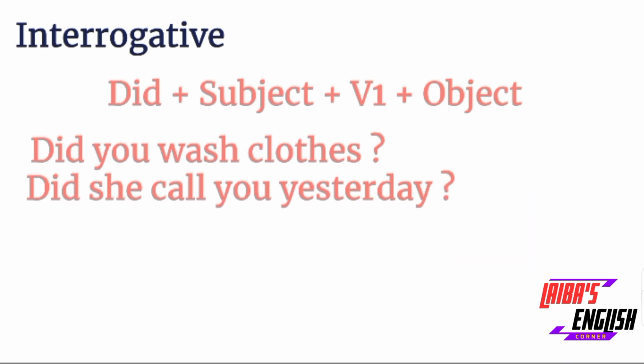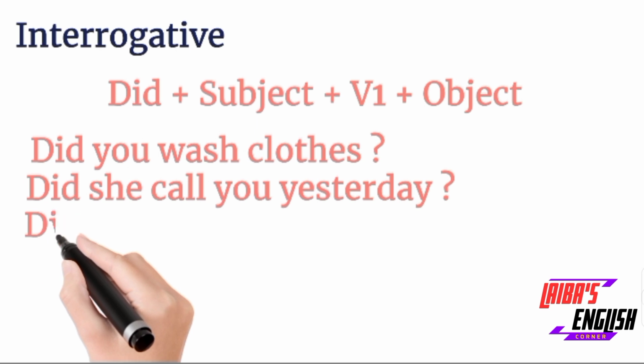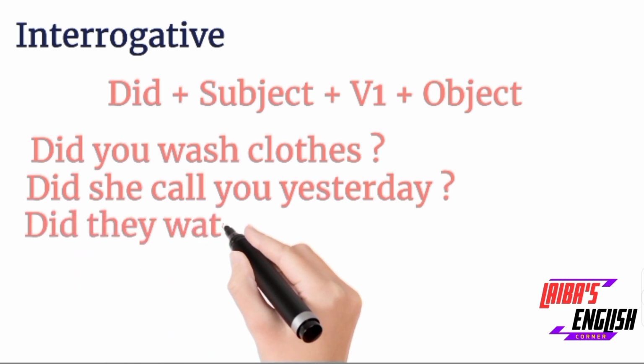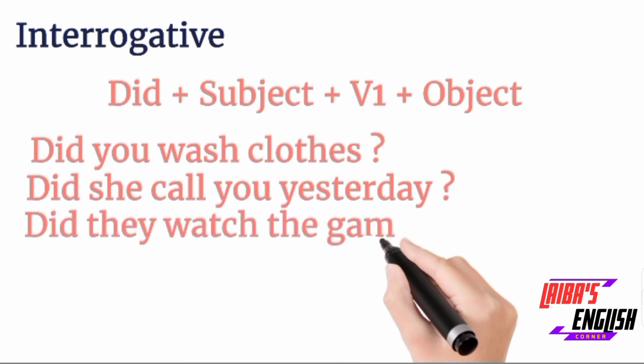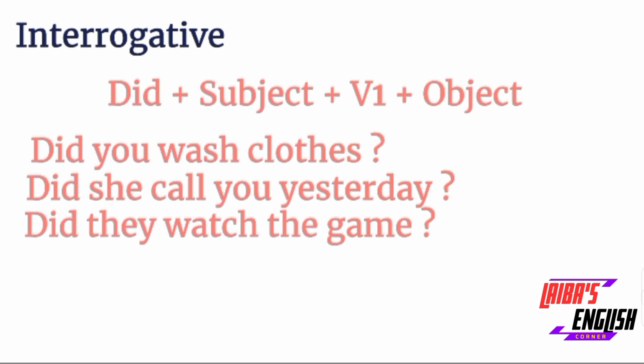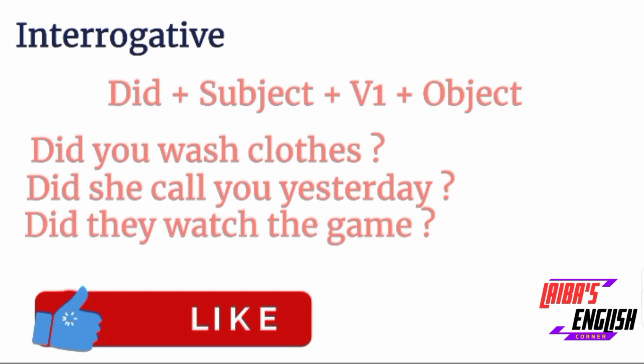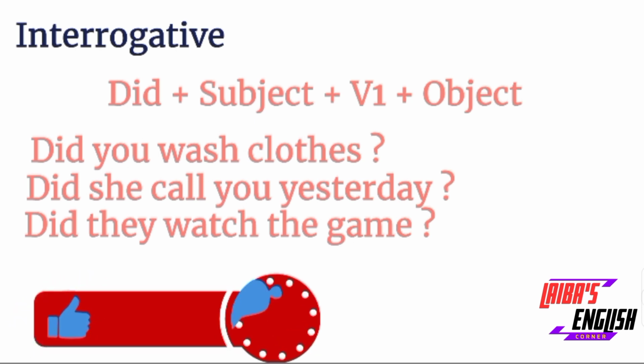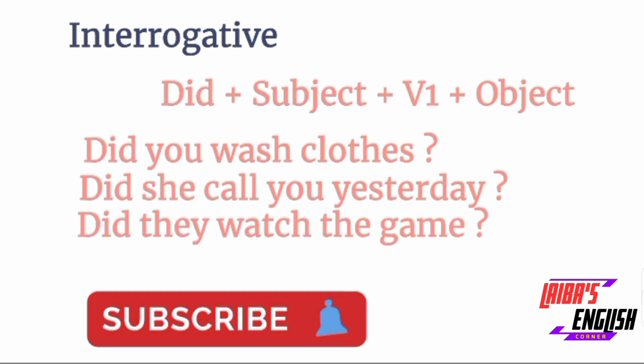Here in this example, call is the first form. Why? Because we have put did, and did is the second form of do. Third example is, did they watch the game? So here we have helping verb did plus subject plus verb first form plus object. At the end we put a question mark. So this is a proper sentence.